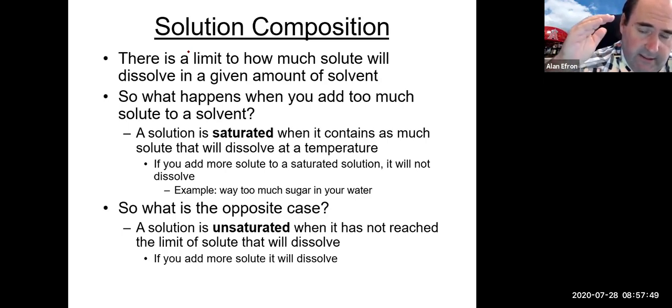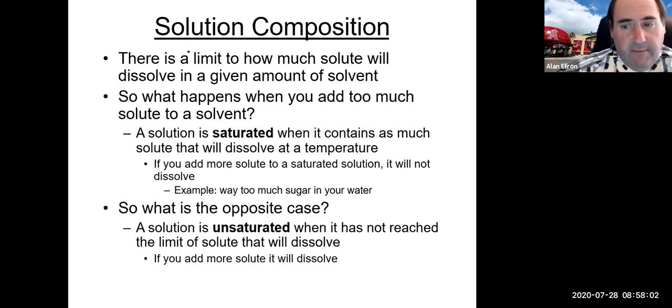So it will continue to dissolve until, boom, you're at that point of saturation, and now you have a saturated solution. And then at that point, if you continue to add solid, no more will dissolve. So unsaturated, you could still get more solid to dissolve. Saturated, you're at the point where no more will dissolve.